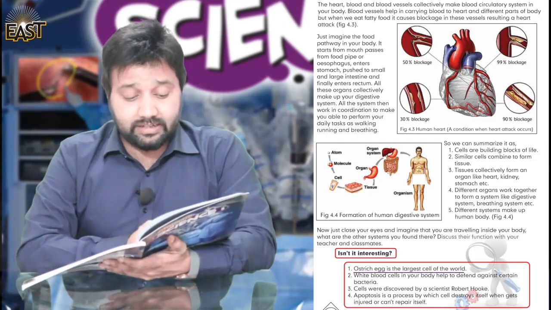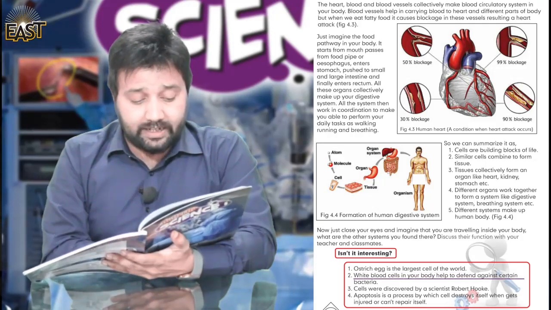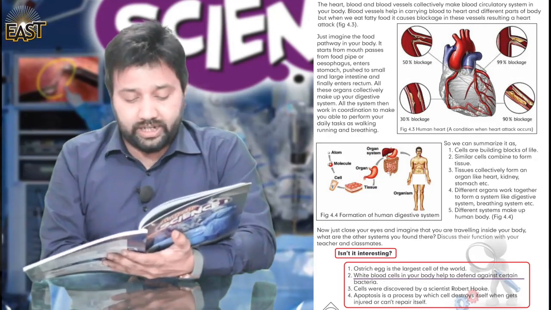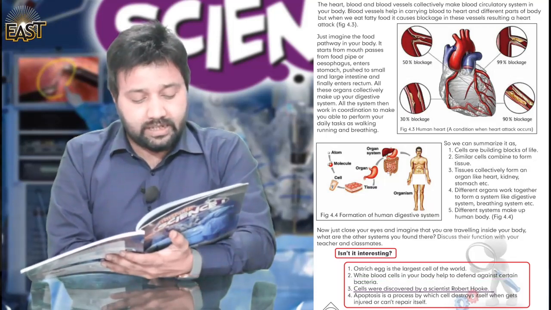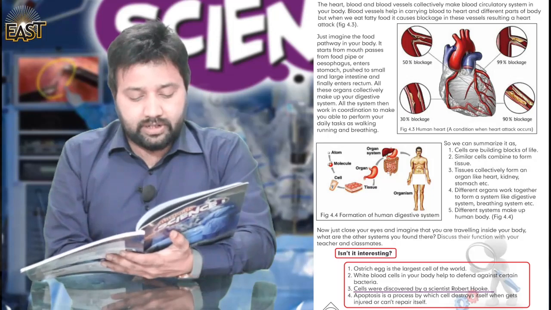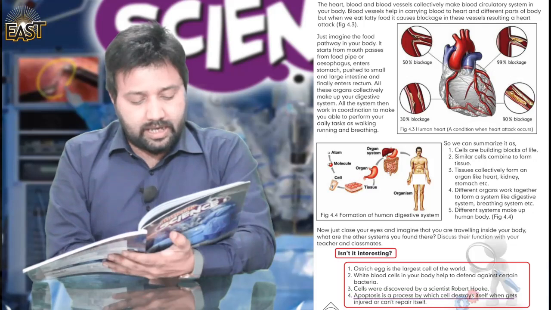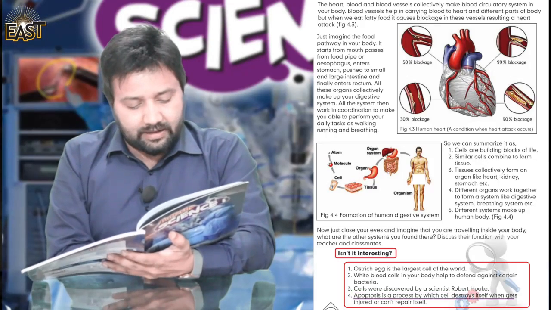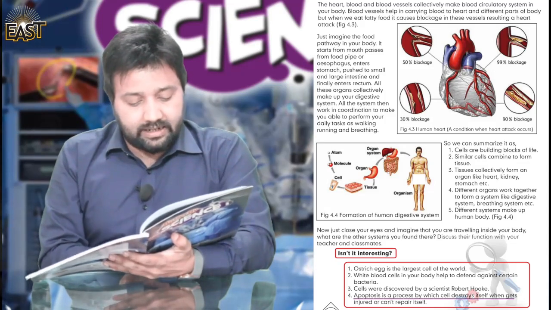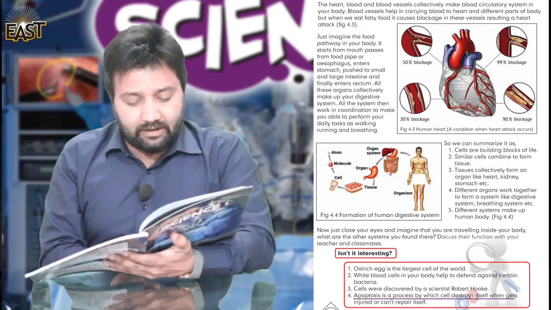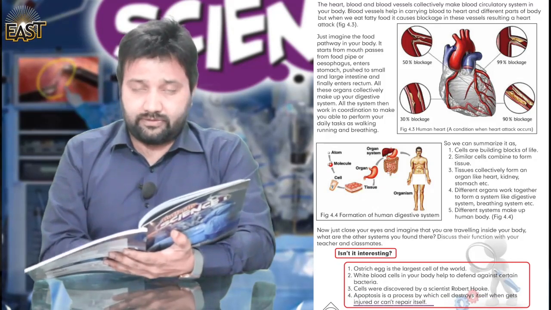Ostrich egg is the largest cell in the world. White blood cells in your body help to defend against certain bacteria. Cells were discovered by a scientist, Robert Hooke. Apoptosis is a process by which a cell destroys itself when it gets injured or can't repair itself.